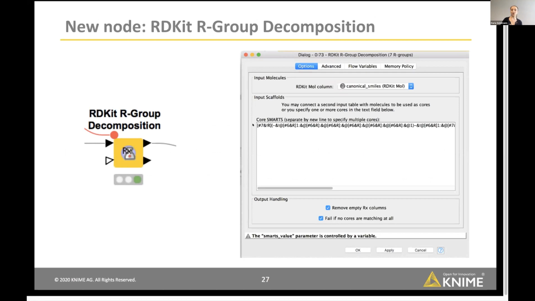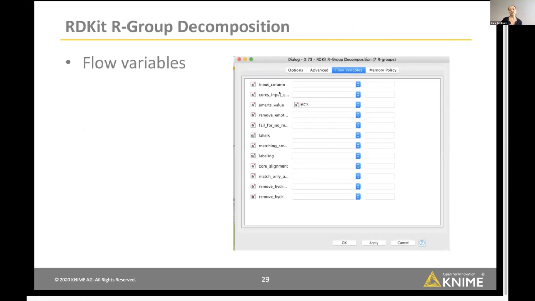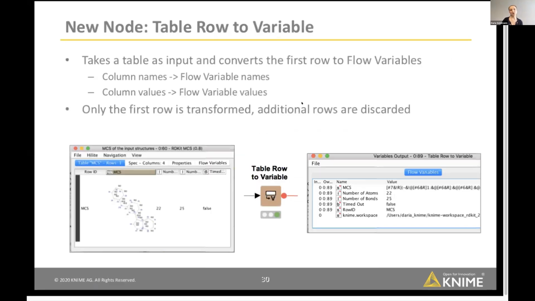And you can control it dynamically by using flow variables. And you do that by using the flow variable tab in the node. So that will allow you to control the value of that smart pattern by a flow variable. How do you obtain the smart pattern as a flow variable from your RDKit MCS node? You use the table row to variable node.